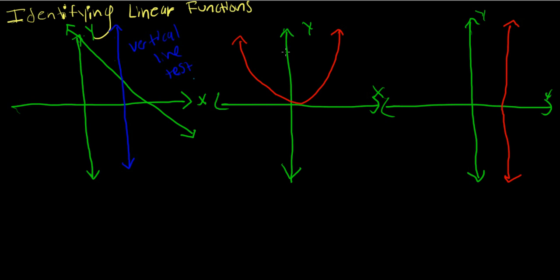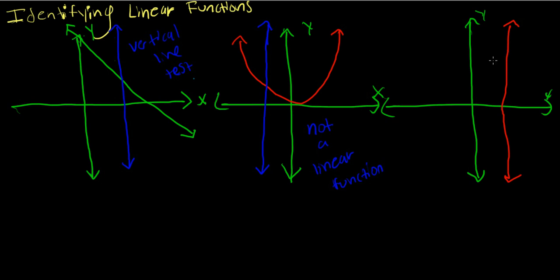Now we're going to look at the second one. We can see that it's a curved graph. When we do the vertical line test, we see that it only intersects at one point. So we know it's a function, but it is not a linear function because it is curved. Linear basically means straight.